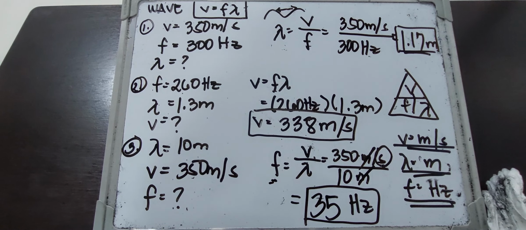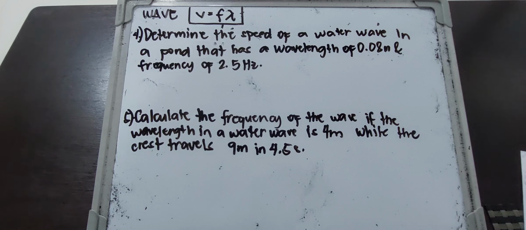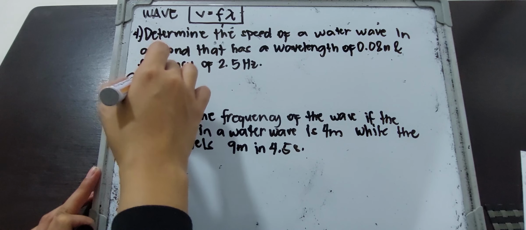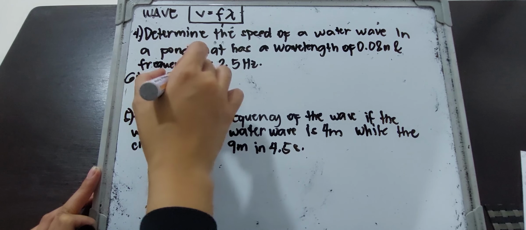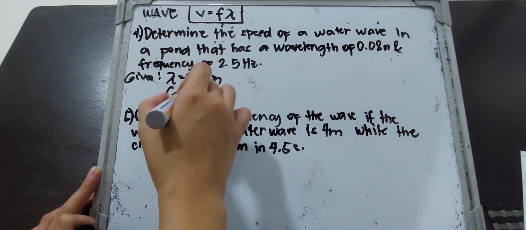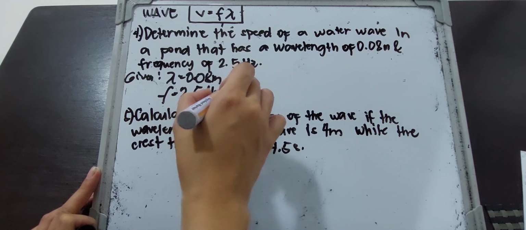So, meron pa akong additional na dalawang example sa waves. So, isusulat ko yung problem. These are the two additional examples. Determine the speed of a water wave in a pond that has a wavelength of 0.08 meters and a frequency of 2.5 Hz. So, our given are wavelength 0.08 meters, frequency 2.5 Hz.